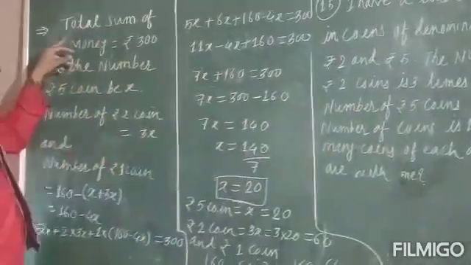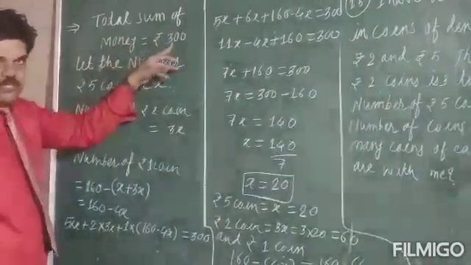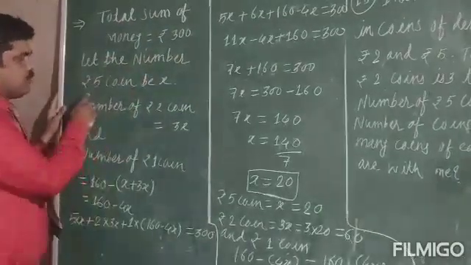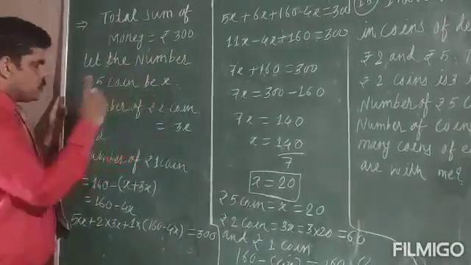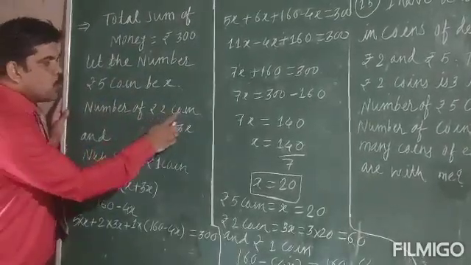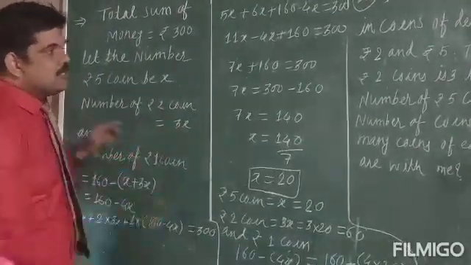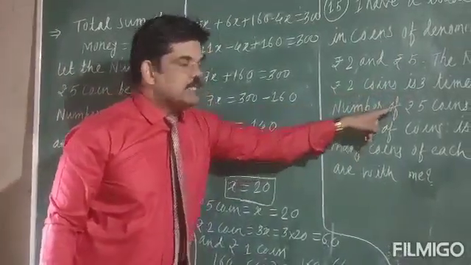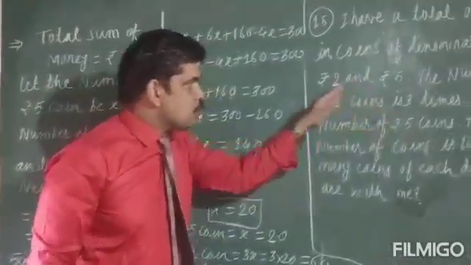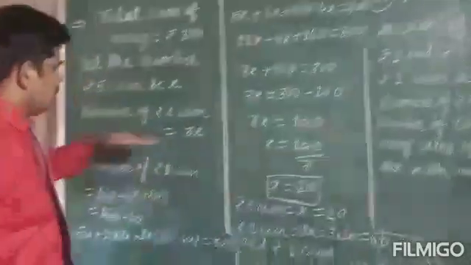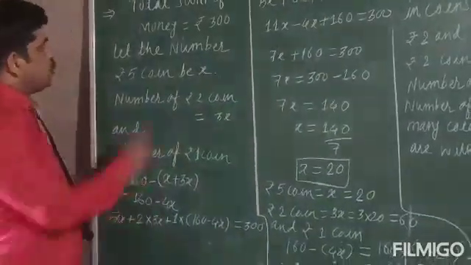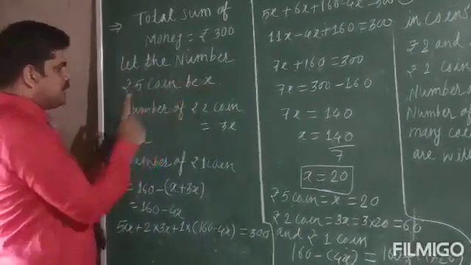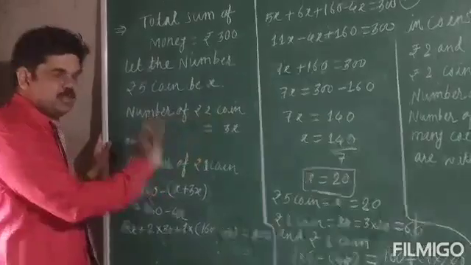So see here, the total amount of money is rupees 300, that is in the first statement. Let the number of rupees 5 coins be x. So the number of rupees 2 coins is 3x. Why? Because this sentence says the rupees 2 coins are 3 times the number of rupees 5 coins. So 5 is x, so rupees 2 is 3x. So till here we got the number of rupees 5 coins x and the number of rupees 2 coins 3x.